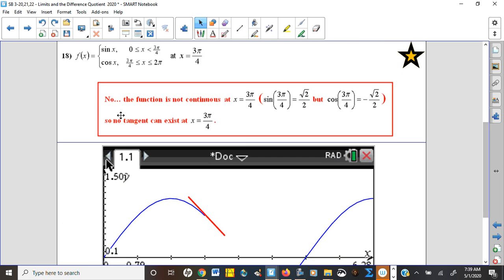And so here you just say, is there a tangent slope that exists, a tangent line that exists at 3 pi over 4? The answer would be no, because the function is not continuous at x equals 3 pi over 4. Sine is root 2 over 2, but cosine is negative root 2 over 2. You have different y values.